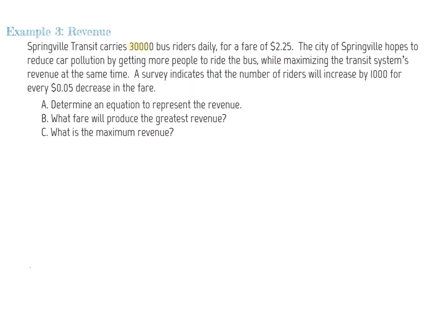Right, let's look at our next example. 30,000 bus riders every day pay a fare of $2.25. The city wants to reduce car pollution and get more people to ride the bus and maximize the system's revenue at the same time. A survey indicates that the riders will increase by 1,000 for each 5-cent decrease in the fare. So we want to know an equation to represent the revenue, find the fare that represents the greatest revenue, and find what the maximum revenue is in total.